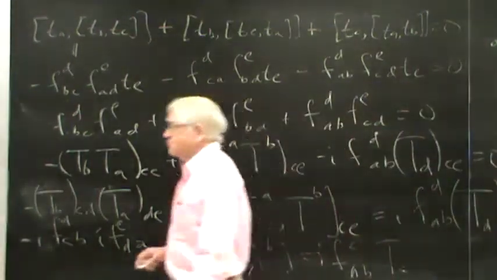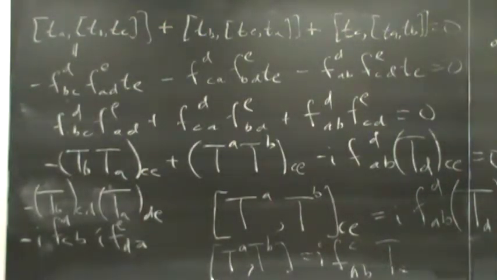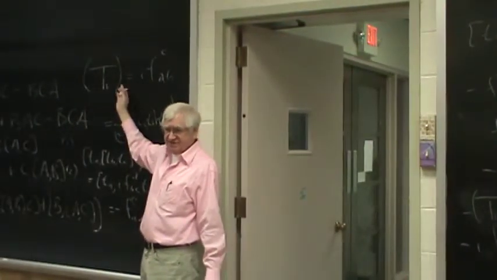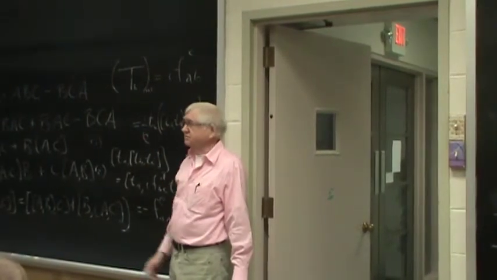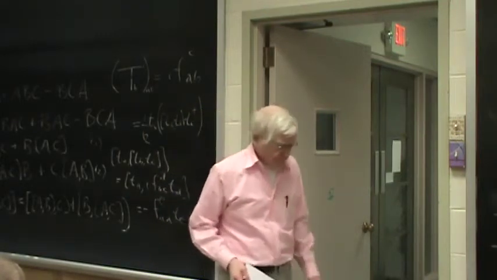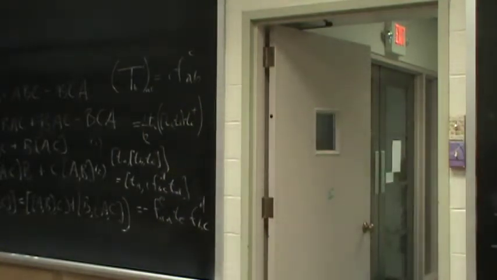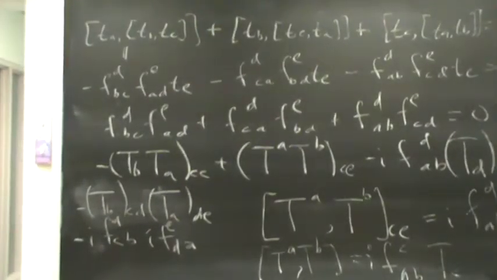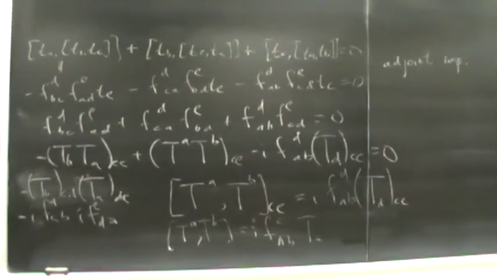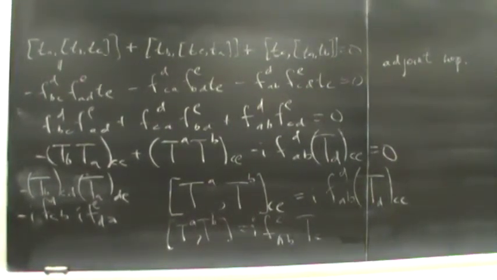So the structure constants define for you the matrices. Maybe turn the camera a little bit so they can see. The structure constants define the matrices of the generators of the adjoint representation of the group. And for SU2, these adjoint representation matrices are the ordinary rotation matrices of the rotation group, the 3x3 matrices of the rotation.